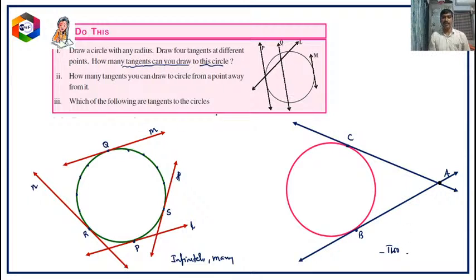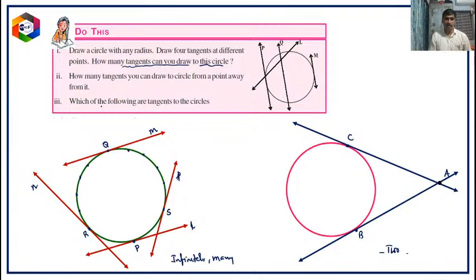external point which is away from it. That's all. So if you take one point, from that point it is only possible to draw 2. Now on the circle at different points, how many tangents can we draw? Infinitely many. Away from the circle, outside of it, if you take one point, from that point to the circle, how many tangents can we draw? It is possible to draw 2 tangents.